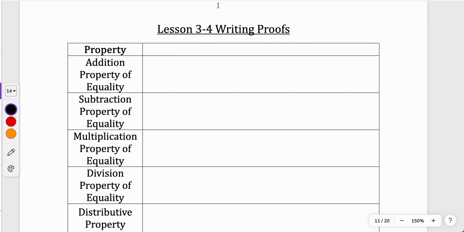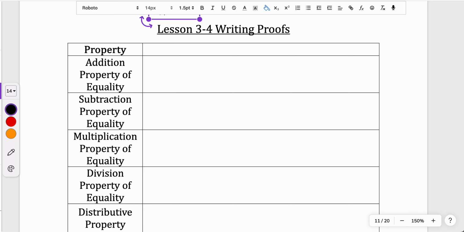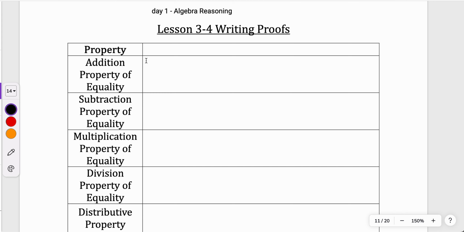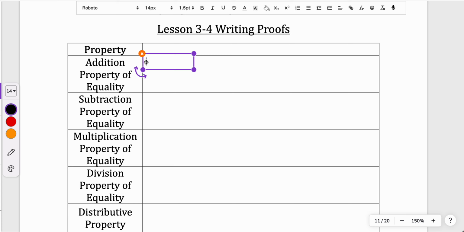Today we're going to look at lesson 3-4, which is just the introduction to writing proofs. We're going to focus on a lot of algebraic proofs and algebraic reasoning, and then day 2 will be more of a focus on all the postulates. So we're going to call this day 1 with some algebra reasoning. Okay, we're going to start with a lot of properties, so just buckle up, hang tight, and here we go.